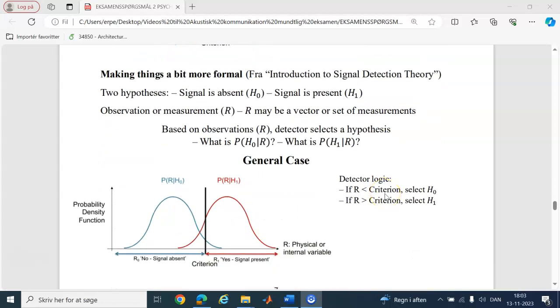We have a general case. So we have those two curves, the Gauss curves: P of the observation R conditioned on the null hypothesis H0, and the other one is the probability of a measurement conditioned on the alternative hypothesis, that the signal is present.